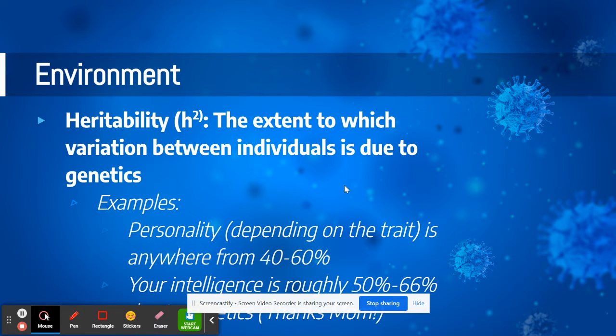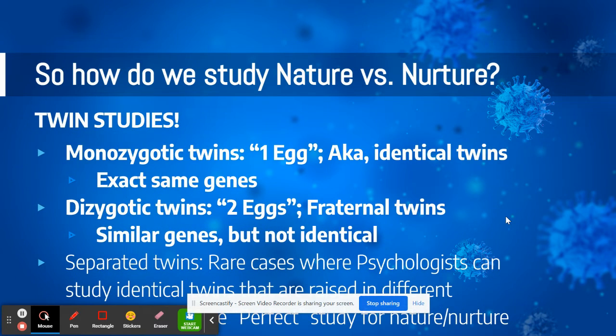Now, how do we know any of this? How do we know these percentages? Well, one way you can do that is by doing twin studies. So, how do we know whether something is due to nature versus nurture? Well, we have these perfect case studies that would be called monozygotic twins, AKA identical twins. Monozygotic twins are ones that come from one egg originally. So, it's one egg that splits in half, and they have the exact same genetics. Mono means one, zygote refers to egg. So, it's when one egg that's fertilized splits into two, and you get identical twins.